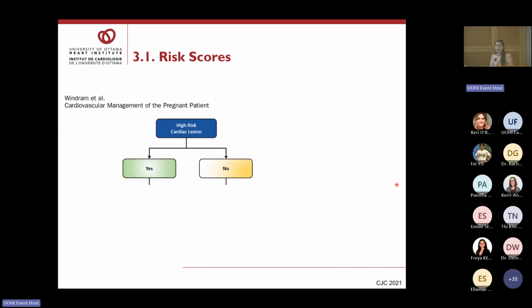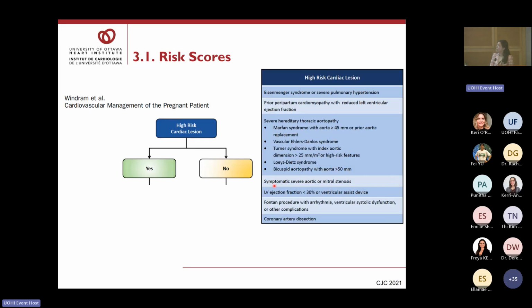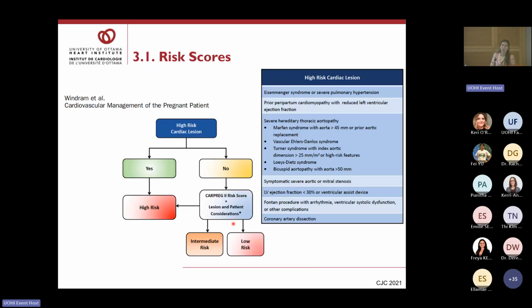I'll share with you what the CCS proposes that we do in terms of assessing cardiovascular risk. So they tell us to start with whether or not the patient has a high risk cardiac lesion. And they define that based on the table here, which, as you can see, has a lot of overlap with the modified WHO classification, with a few nice additives like the coronary dissection. If the patient has one of these lesions, they're high risk by definition. But if they don't, they support the use of another pregnancy score called the CARPREG 2 score. And I'll walk you through what that is.